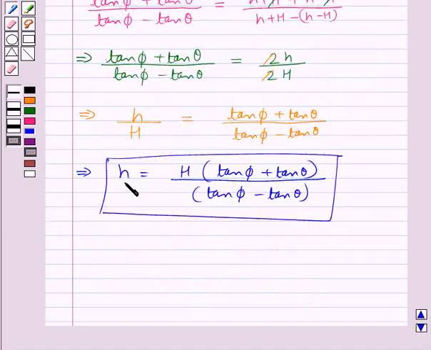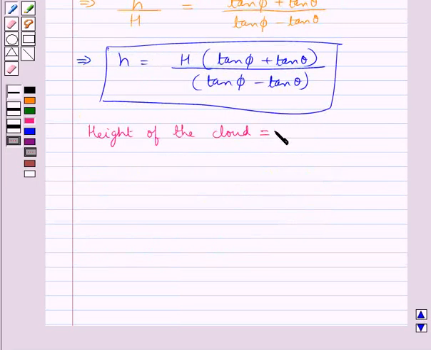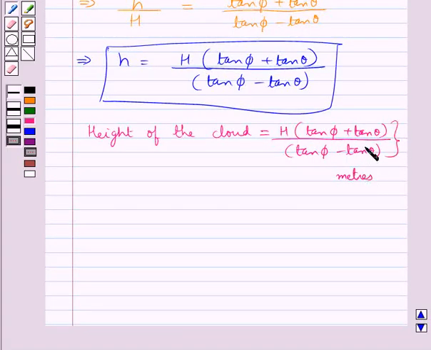And we have taken this H to be the height of the cloud. So we say height of the cloud is equal to h into tan phi plus tan theta upon tan phi minus tan theta meters. This is what we were supposed to prove. So hence proved.